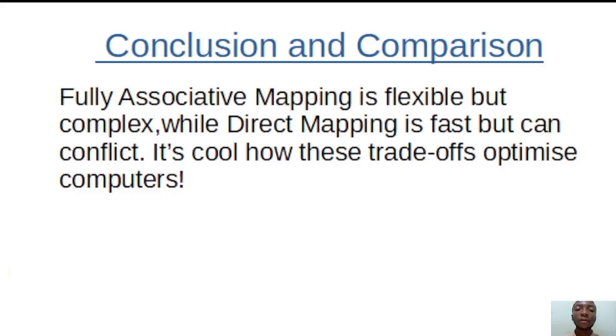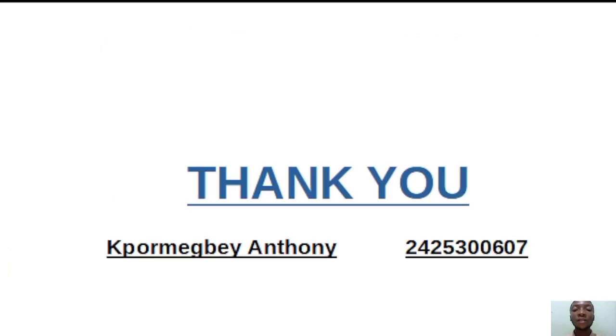To wrap up, cache memory and its mapping techniques are vital for fast computing. Fully associative mapping gives flexibility but can get complex, while direct mapping is quick but risks conflicts. These trade-offs shape how we design efficient systems. On this note, I'd like to hand it over to my fellow colleague, Makafui.